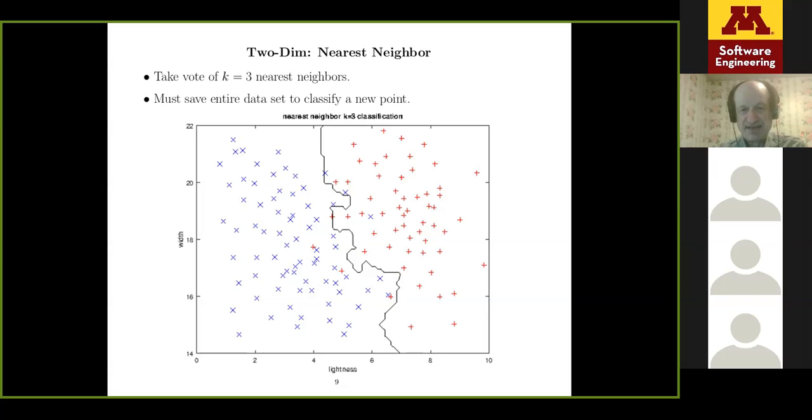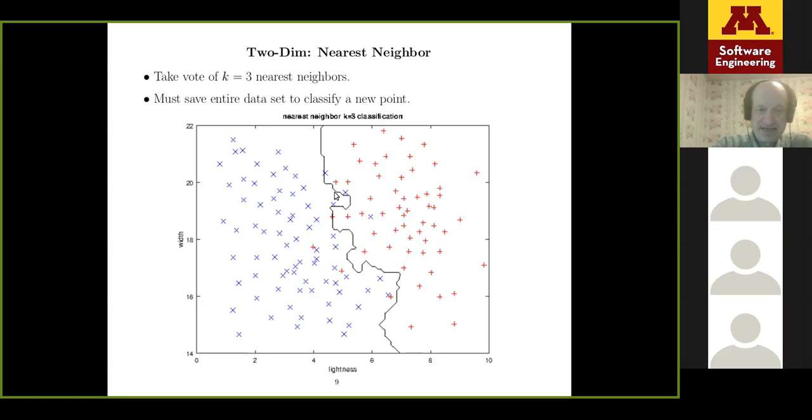This is a method which is non-parametric. It's called nearest neighbor, and it's probably the simplest conceptually. So if you pick a point, say where this arrow is, and you want to know whether my fish is a salmon or a sea bass, what you do is you just look at your, in this case, three nearest neighbors, which is an X and a plus. Well, with two X's and one plus, you vote and decide that it should be an X, or a salmon.